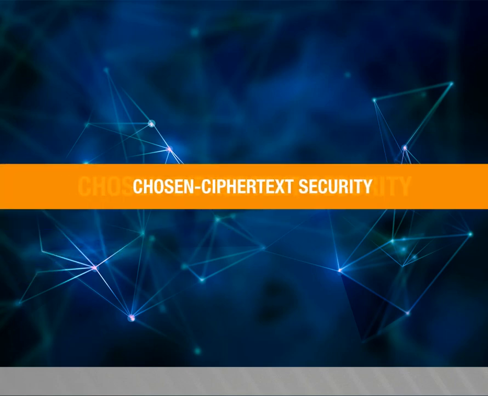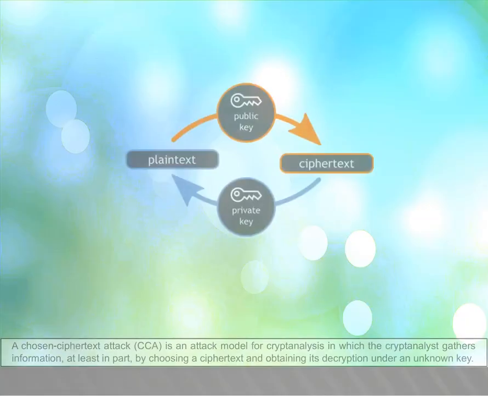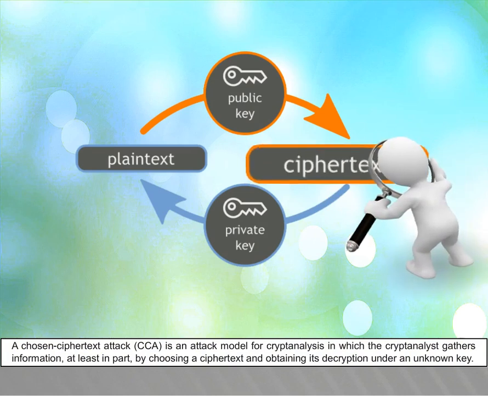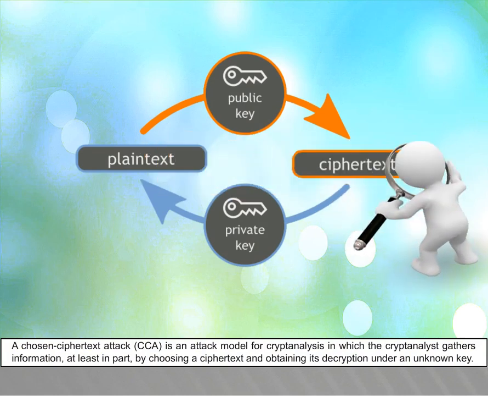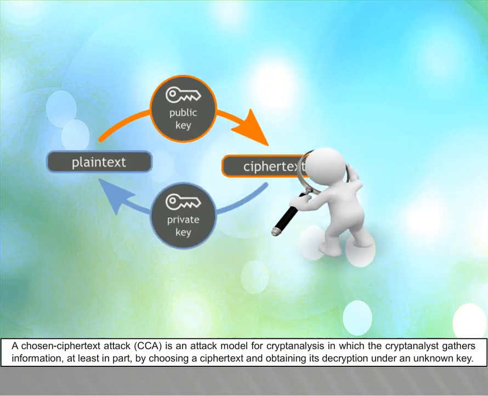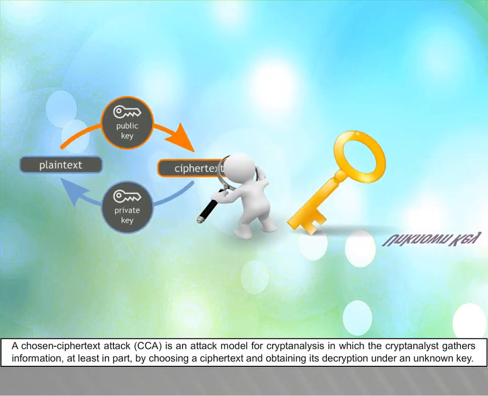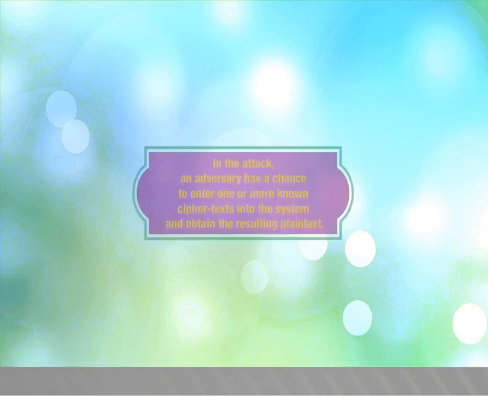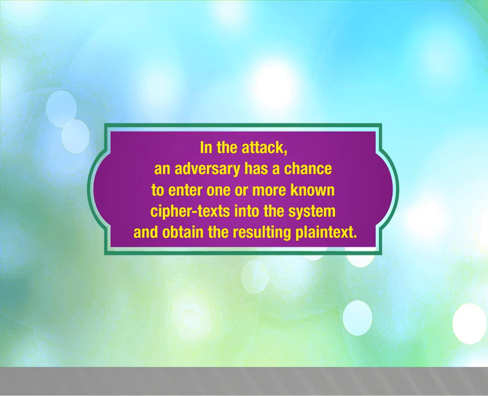Chosen ciphertext security. In this video, we are going to see about chosen ciphertext security. A chosen ciphertext attack (CCA) is an attack model for cryptanalysis in which the cryptanalyst gathers information, at least in part, by choosing a ciphertext and obtaining its decryption under an unknown key. In the attack, an adversary has a chance to enter one or more known ciphertexts into the system and obtain the resulting plaintext.